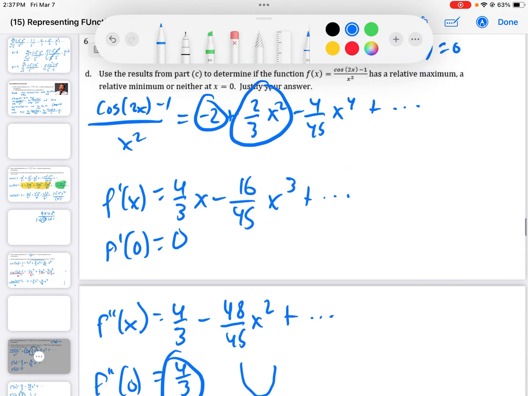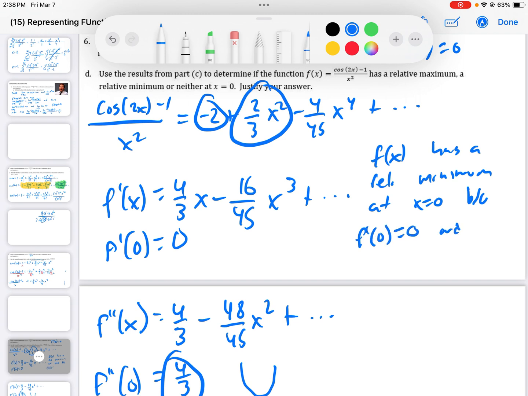Therefore, at that point, it's a relative minimum. So I'm going to say f of x has a relative minimum at x equals 0 because f prime of 0 is 0 and the second derivative at 0 is positive. And that should be good.